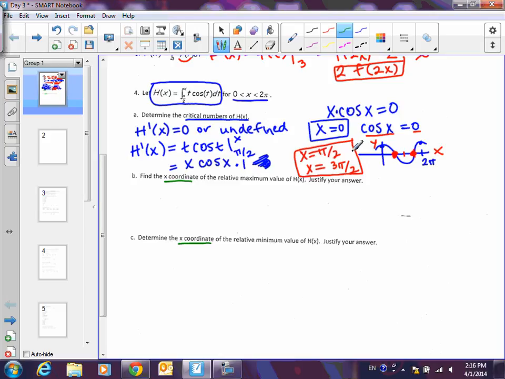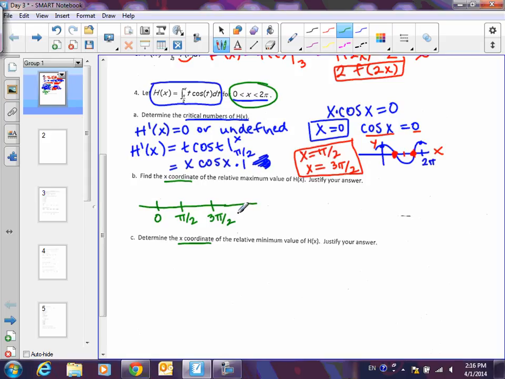All right, so what I'm going to do is make a sign chart, sign S-I-G-N, like pluses and minuses, and put all my critical numbers on there. I'm going to go a little bit further, because remember how I said we have this interval and we're only going to look between 0 and 2 pi? So I'm going to extend.